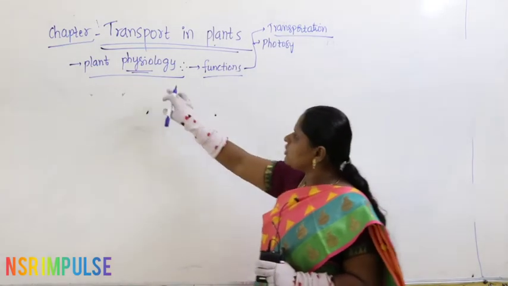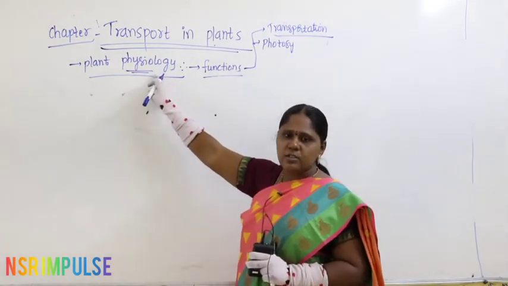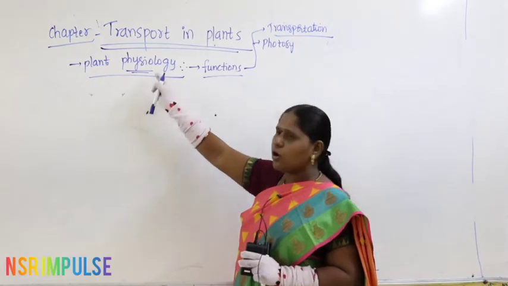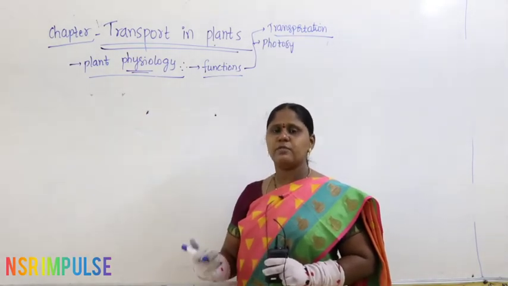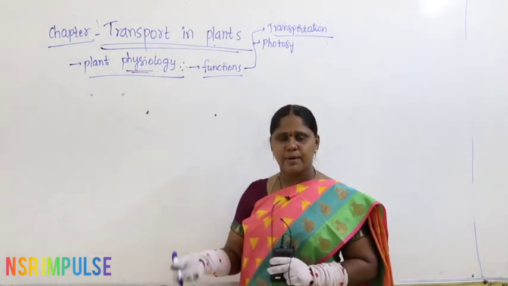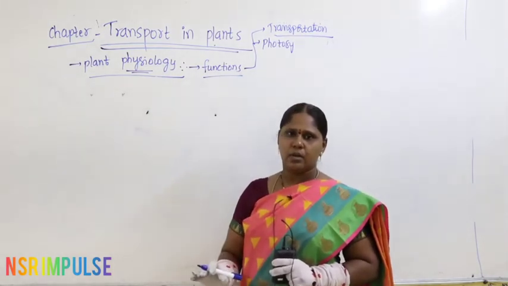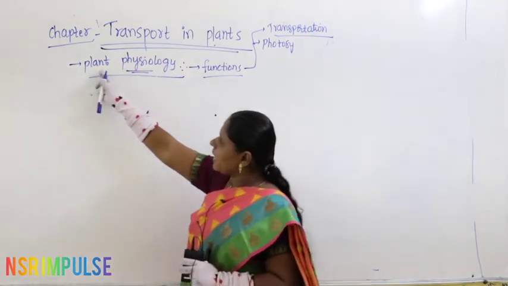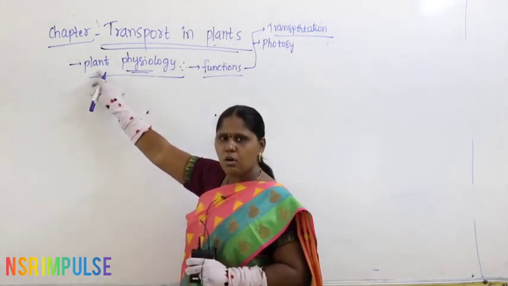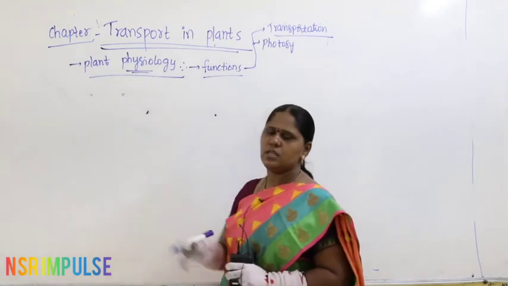Okay, what is a branch of physiology? The branch of science which deals with physiological functions. Physiology means functions. What type of functions takes place within the plant? So, the study of physiological processes which occurs in the plant is the branch called plant physiology.